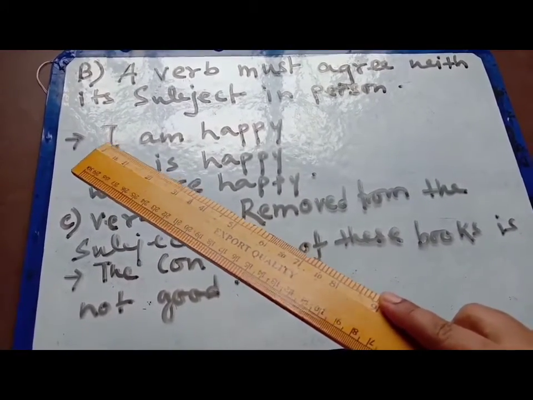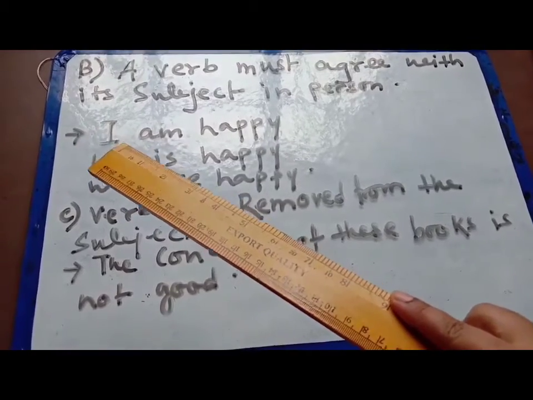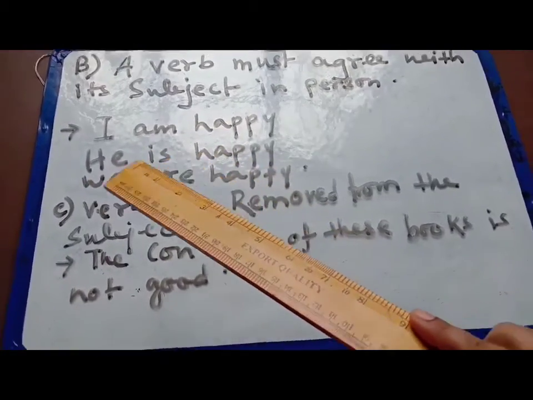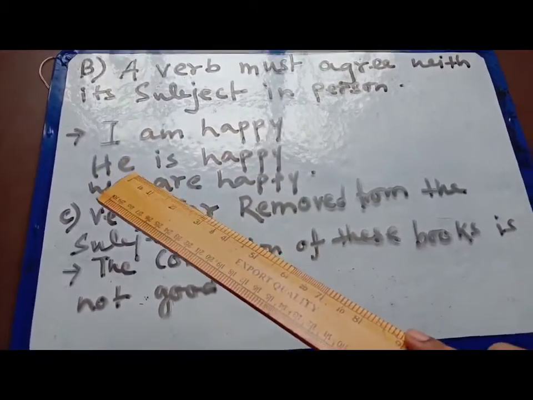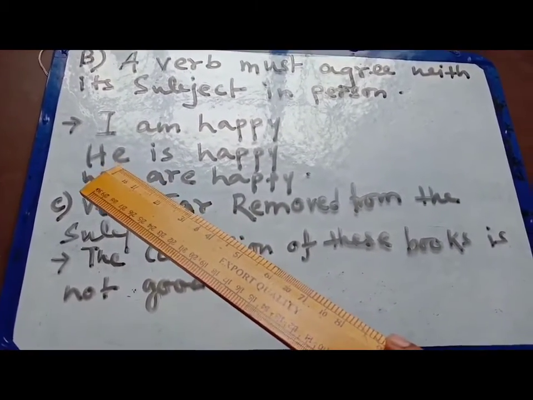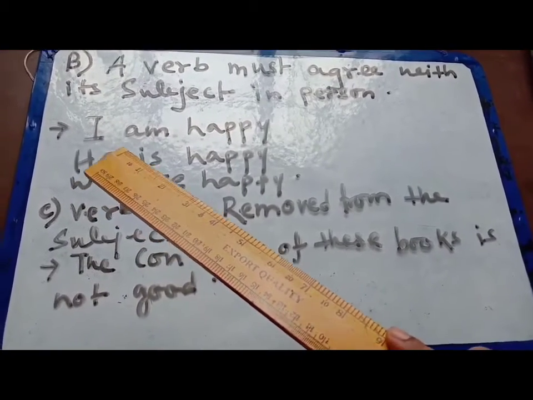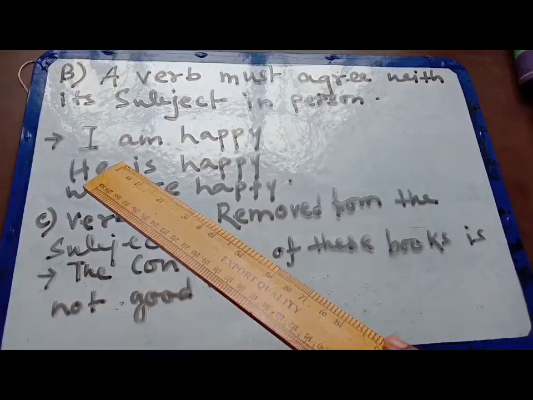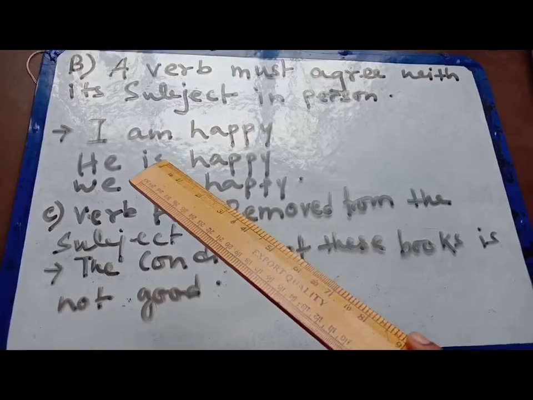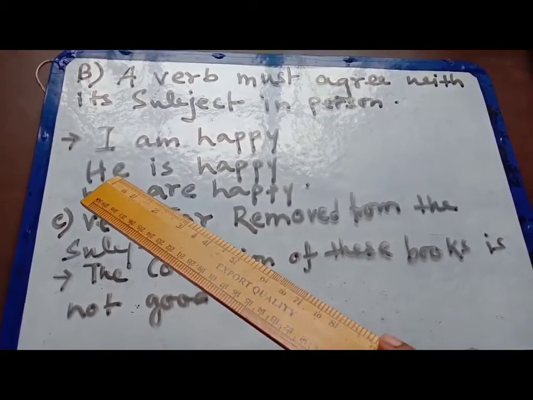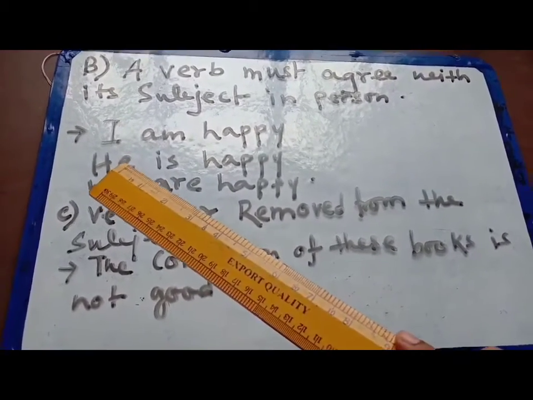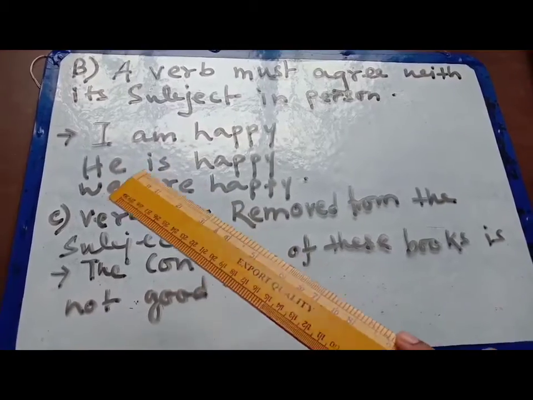This is the first person, so after I, we write am. Clear? The second one, you see, he is happy. Here he is the subject, and the verb agrees with the subject he. So after he, we write is. The person of the subject has changed, so we write is.